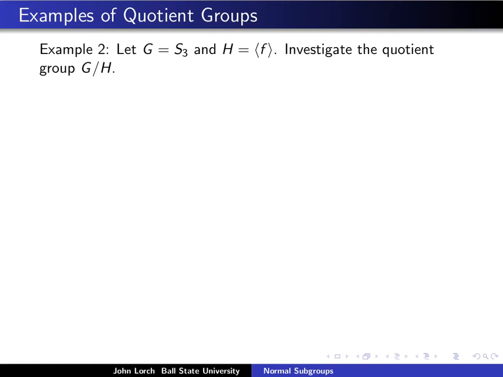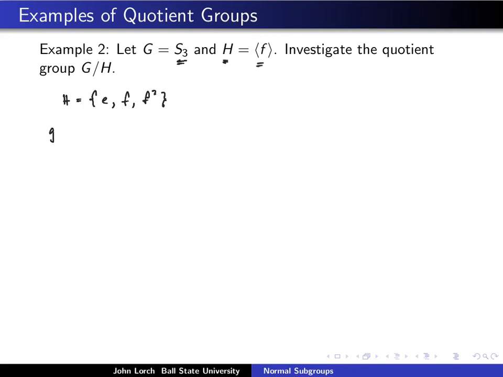So in this next example, we go back to our favorite group, the symmetric group on 3 letters, S3. And this time our subgroup H is going to be the group of order 3 generated by F. Now remember, a few slides ago we showed that this subgroup is normal in G, and so the quotient group does make sense. So what are the cosets? Well, we have H, which is E, F, and F squared.